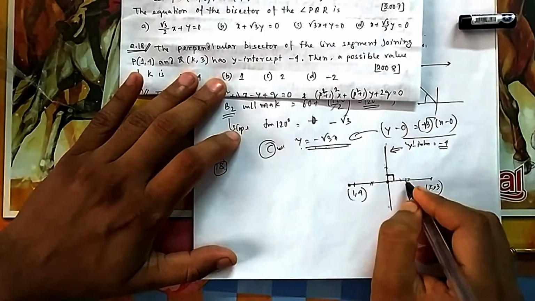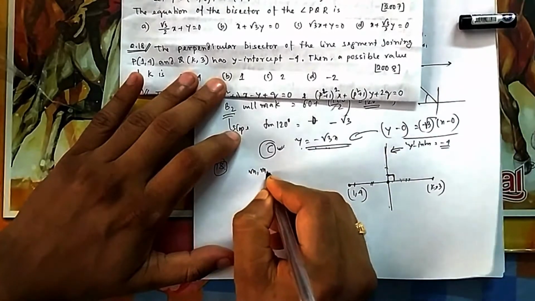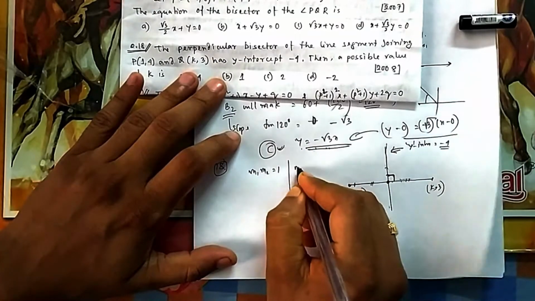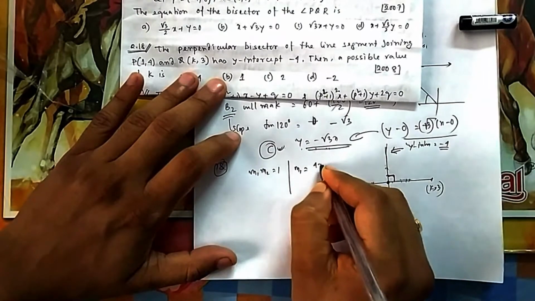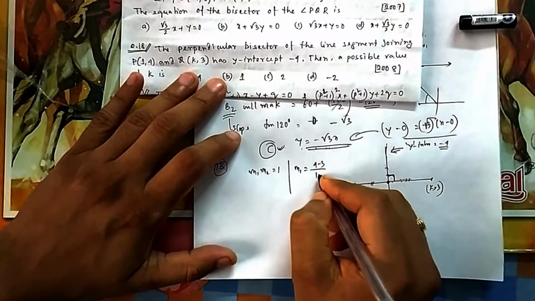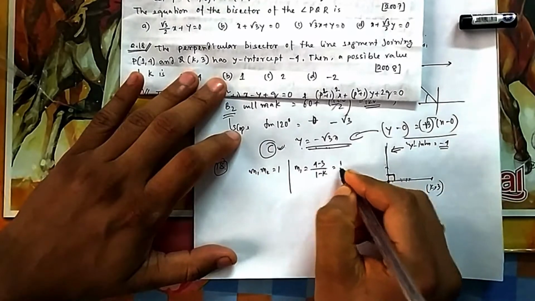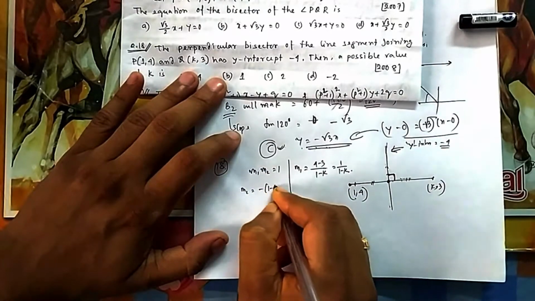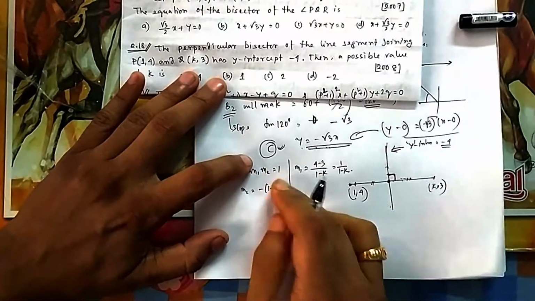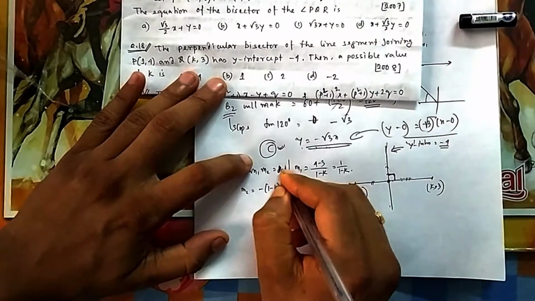So the product of the slopes m1 into m2 should be equal to minus 1. And what is m1? m1 is the slope of these two points. So what is this? 4 minus 3 by 1 minus k, or it is 1 by 1 minus k. So what will be m2? m2 will be equal to minus (1 minus k). So if you put it there, it should be minus 1.